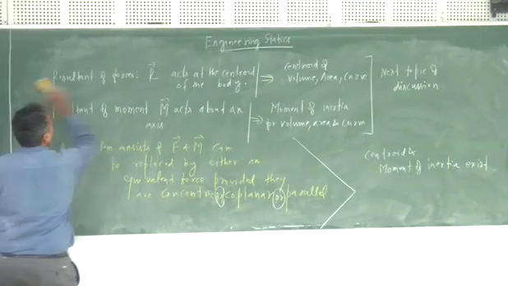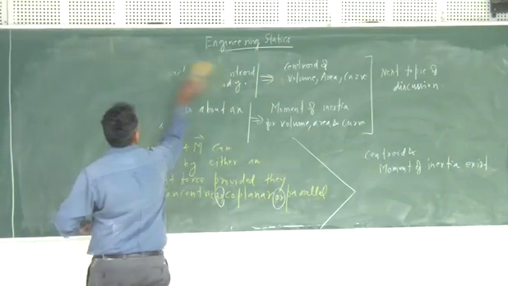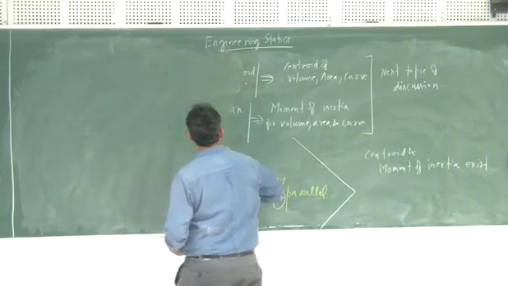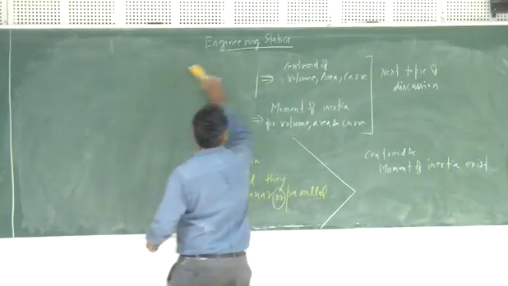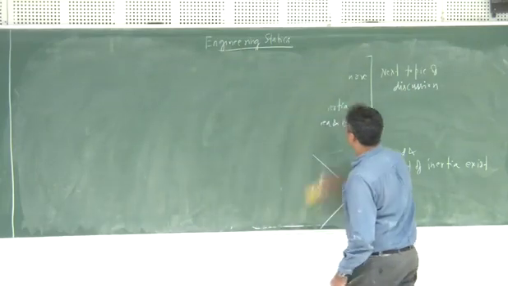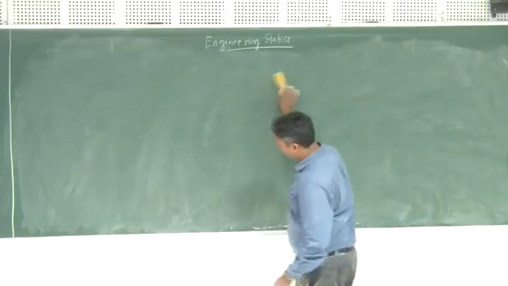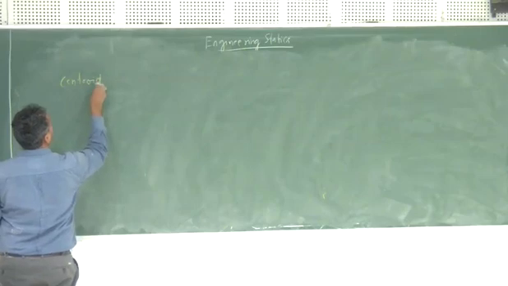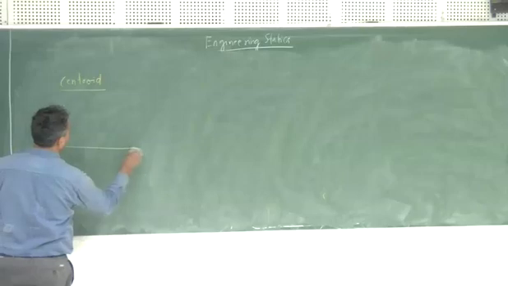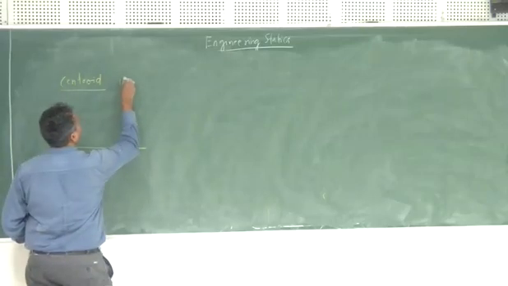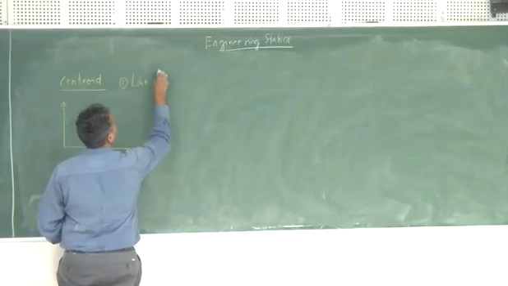so let's try to understand how to find out the centroid of a line, area and body. First of all, let us say if you have to find out the centroid of a line element.